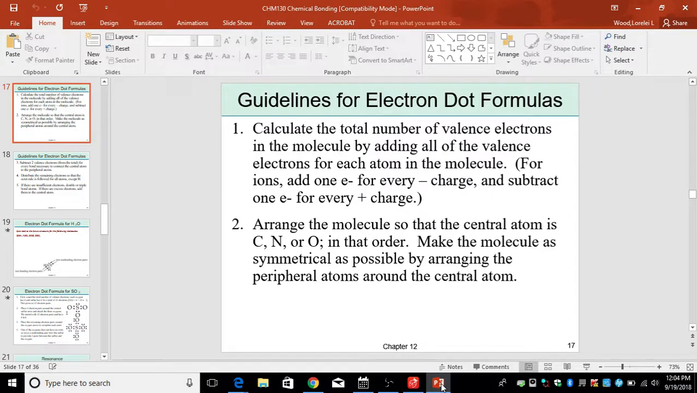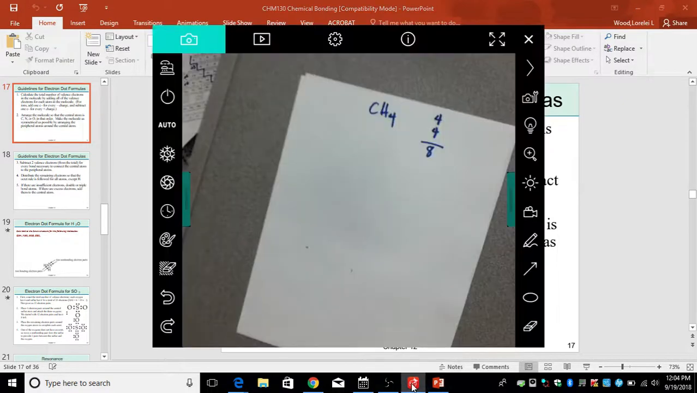If we had something that had a charge, like a negative charge, we are going to add an electron because that negative charge means it has one that it's not supposed to. If it has a positive charge, we're going to subtract 1 because that means it has 1 less than it's supposed to. Then you're going to arrange the molecule around the central atom. And the central atom is most likely to be carbon, nitrogen, or oxygen in that order. So carbon is most likely, nitrogen is second most likely, oxygen is third most likely.